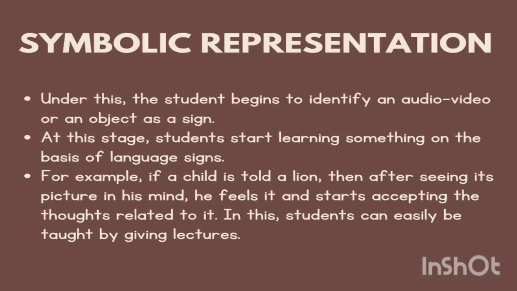Symbolic representation. Under this, the student begins to identify an audio, video or an object as a sign. At this stage, students start learning something on the basis of language signs. For example, if a child is told about a lion, then after seeing its picture in his mind, he feels it and starts accepting the thoughts related to it. In this, students can easily be taught by giving lectures.